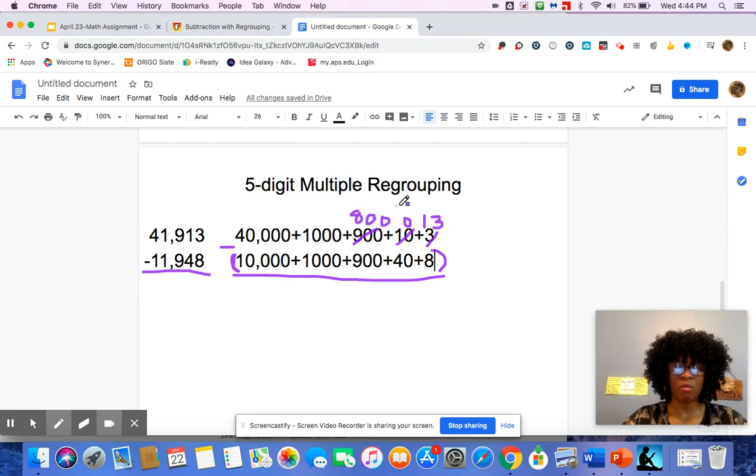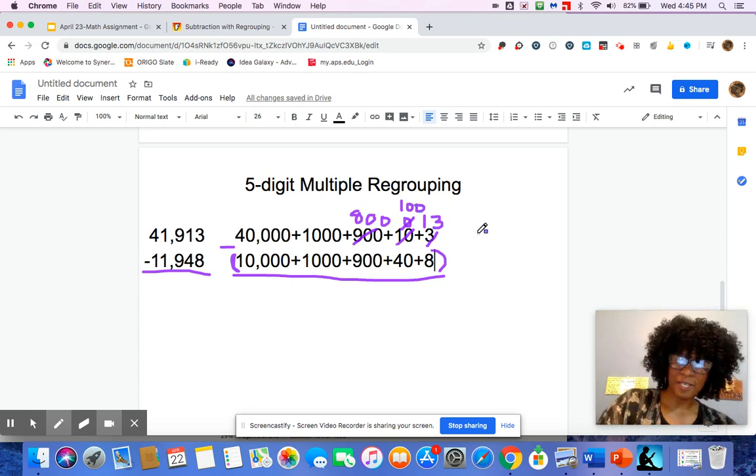We're going to put it over here. And since this is 0 and we took 100 from here, I'm going to cross that out just so you can see visually what it looks like. Now we have 100 right there. Now we have 800 and we're trying to take 900 away. We can't do it again. So what do we have to do?